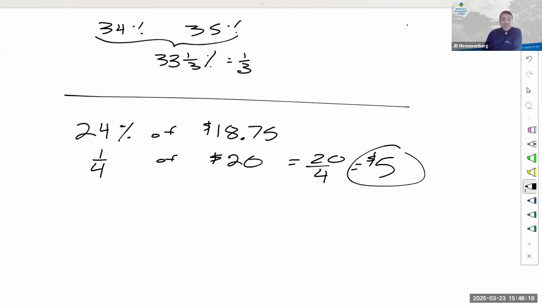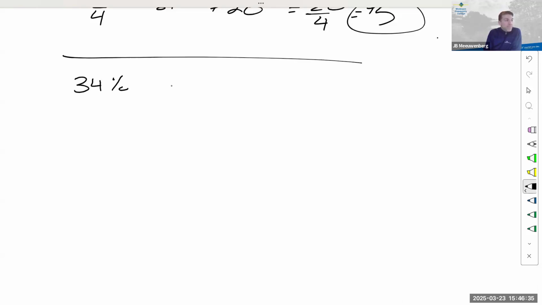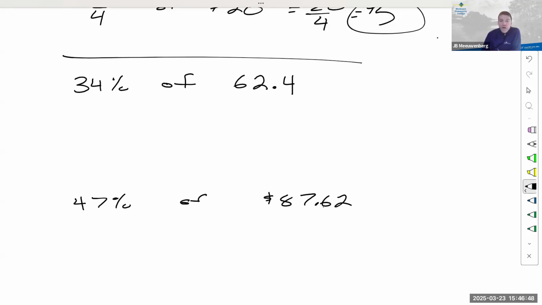And again, all we care about is, can we get somewhat close? Get it to a nice, neat percentage that I can change to a nice, neat fraction, and then I can do my division or whatever else I need to do from there. So why don't you try a couple of these? Go ahead and try 34% of 62.4 and 47% of $87.62.